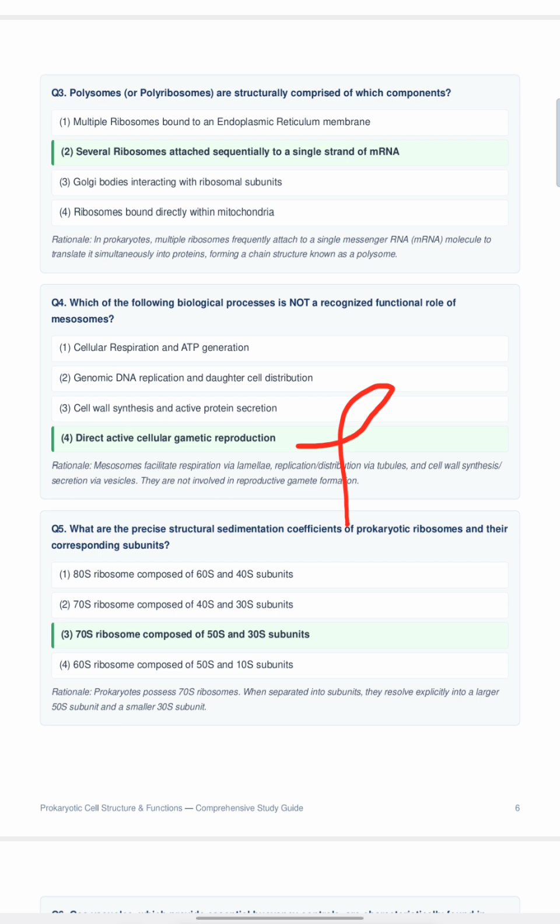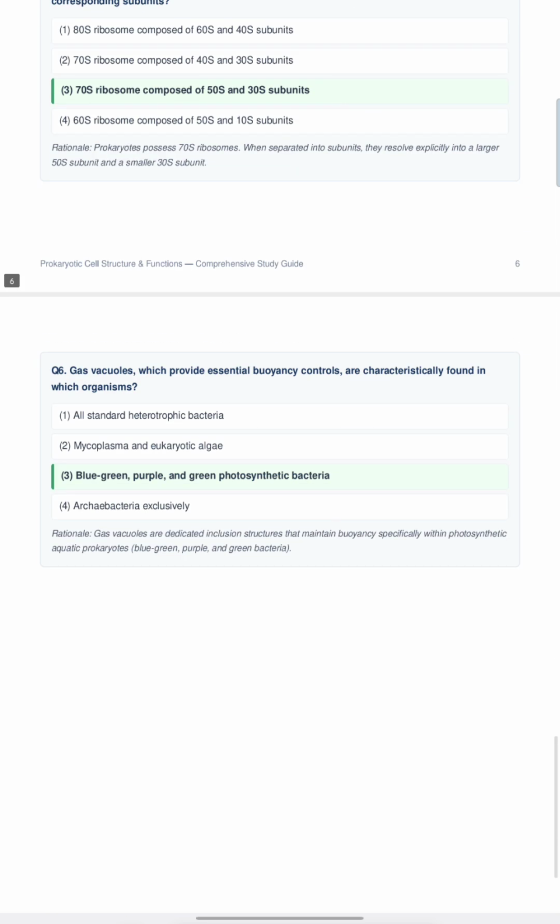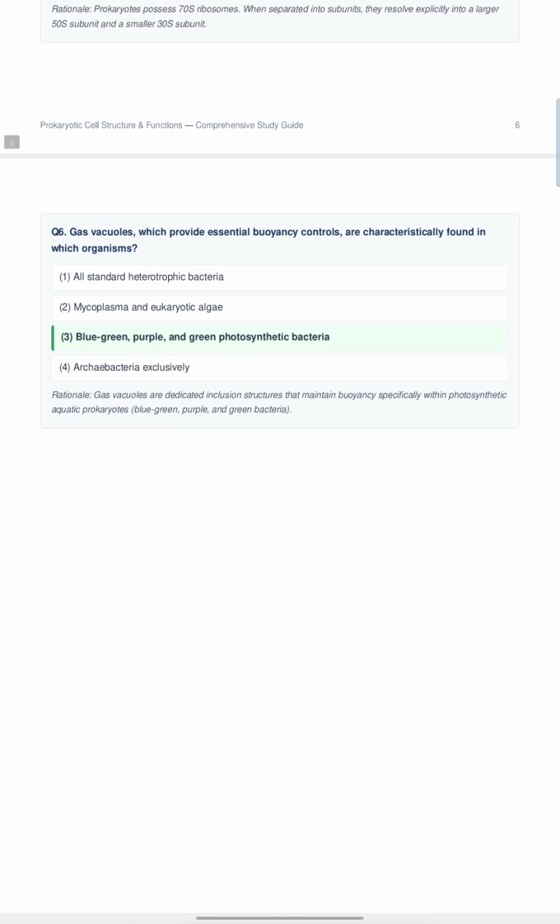What is the precise structural sedimentation coefficient of prokaryotic ribosome subunits? I have taught you this one, 70S for prokaryotes and 80S for eukaryotes. Now the last question: gas vacuoles, which provide essential buoyancy control, are found in which organisms? I have taught you: blue-green, purple, and green photosynthetic bacteria.